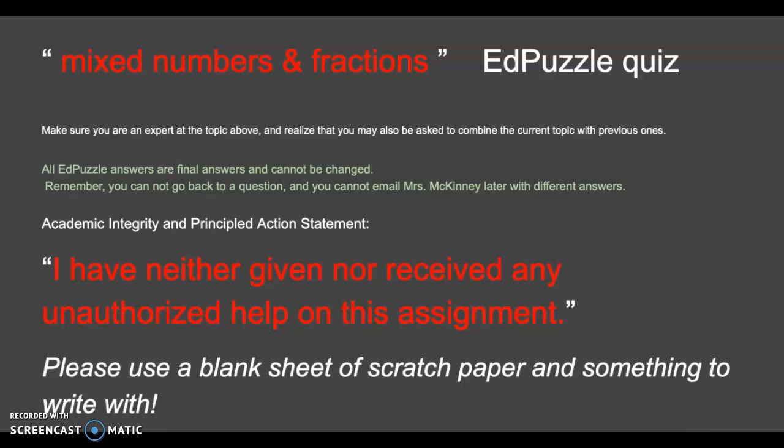Darlings! This is our Edpuzzle quiz on mixed numbers and fractions, so make sure you're an expert in the topic above and realize I can also combine it with previous topics, and I will.